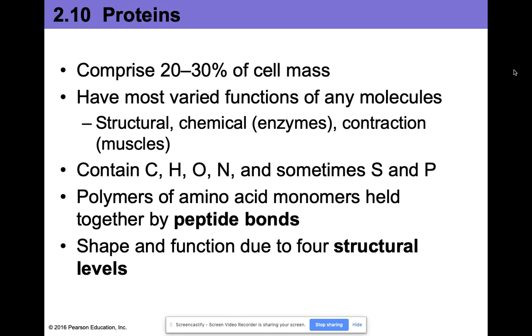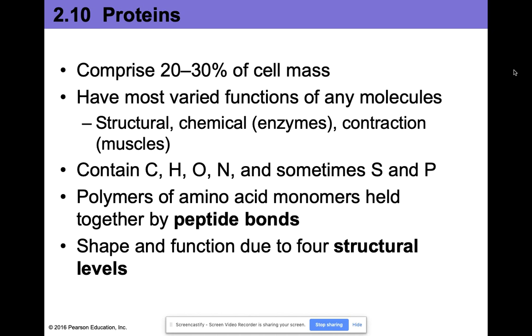Then we have proteins next. So I said CHON. This is our CHON. Protein ends in the letter N. CHON ends in the letter N. So we have carbon, hydrogen, oxygen, and nitrogen here. Occasionally, you'll see sulfur and sometimes phosphorus. It just depends on the different amino acid that we're talking about.